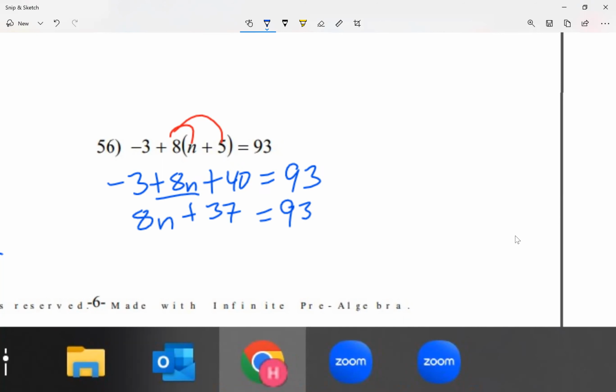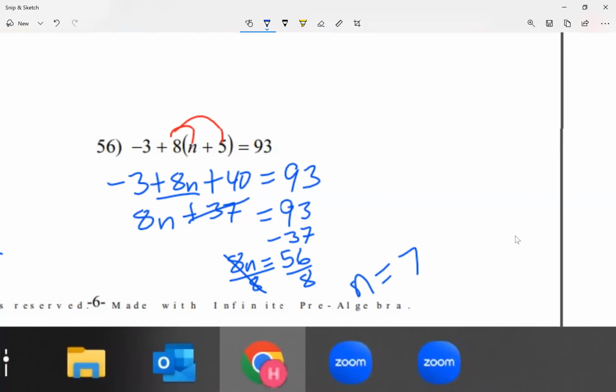I want the 8n by itself, so this plus 37, let me move this as a minus 37. So 8n is equal to, let's see, this is 56. Let me divide both sides by 8. So I get n equals 7. All right, let me flip the page. Let's take a look at 57.